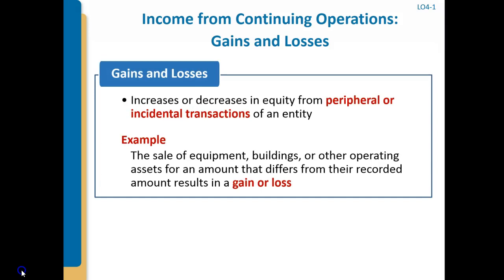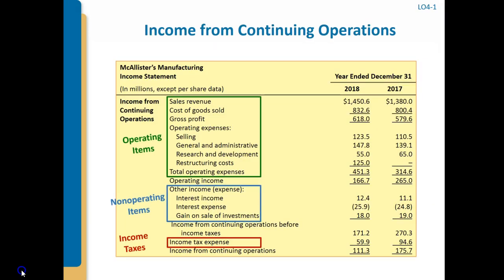Gains and losses are increases or decreases in equity from peripheral or incidental transactions of an entity. In general, these gains or losses result from changes in equity that don't result directly from operations, but nonetheless are related to those activities. So an example would be the sale of equipment, buildings, or other operating assets for an amount that differs from their recorded amounts, which results in a gain or in a loss.